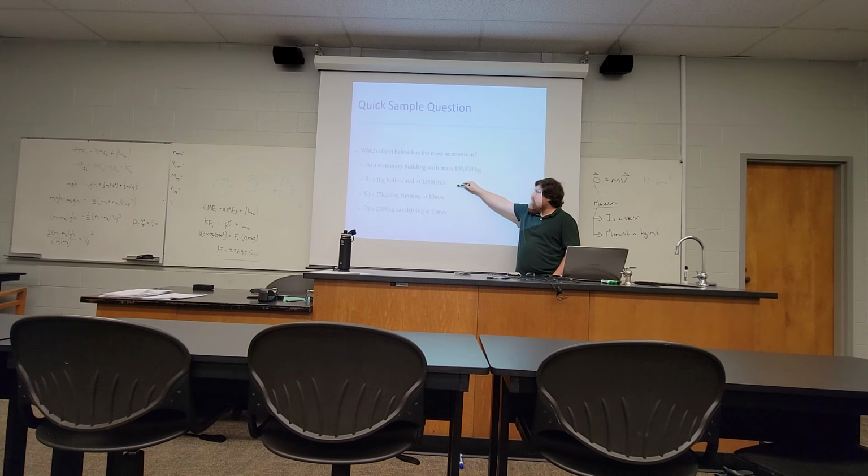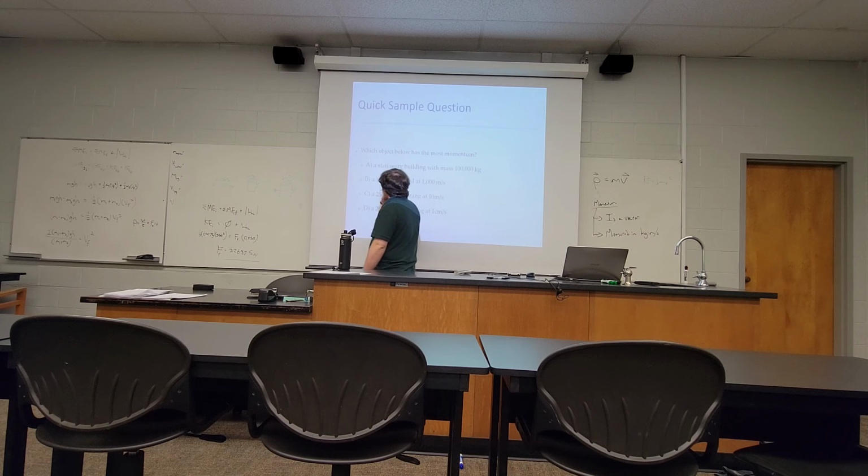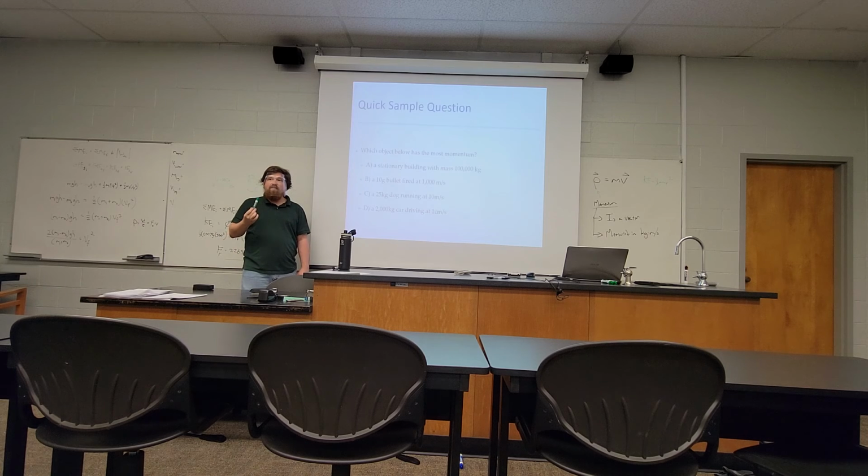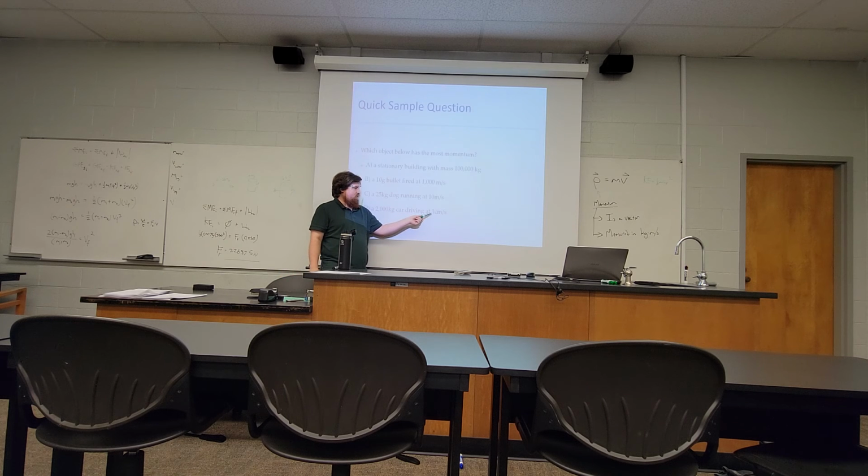The bullet has a mass of 10 grams and it's moving at 1,000 meters per second, which is very quick, but the formula does call for kilograms. So 0.01 kilograms times 1,000 is only 10 kilogram meters per second of momentum. The dog, all of its units are in the correct form, so 25 times 10 is 250. And the car, 2,000 kilograms moving at 1 centimeter per second, so that would convert to 0.01 meters per second. 0.01 times 2,000 is 20 kilogram meters per second.